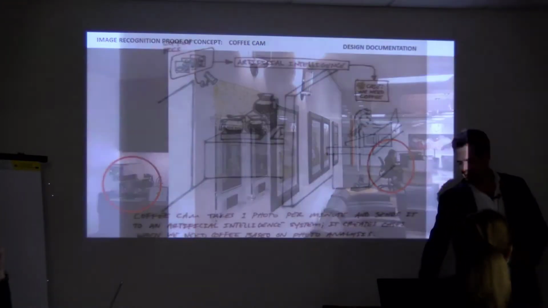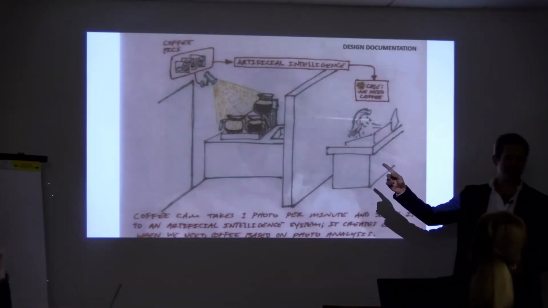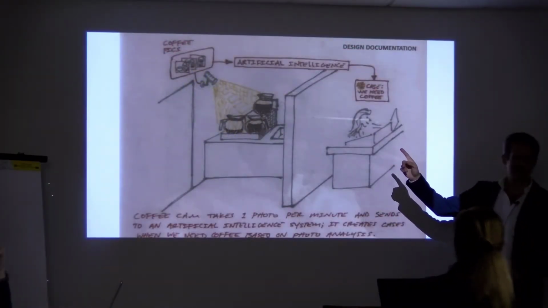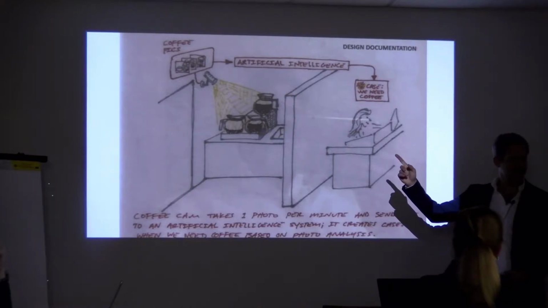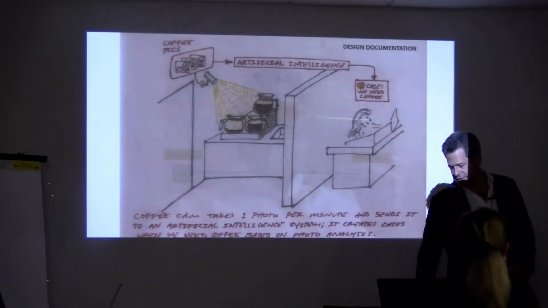So I came up with a very sophisticated technical diagram of how I wanted this to work. I want to have a camera pointing at the coffee pots. Okay, this is upstairs. You guys can go see this right now. The camera takes a picture every minute, right? And if the system figures out that we need coffee, it sends a case to the receptionist. Okay, so how do we do that? Well, let's look at the schematic.